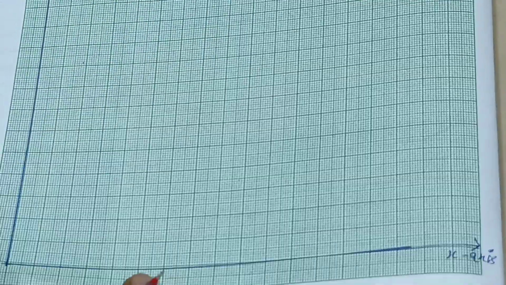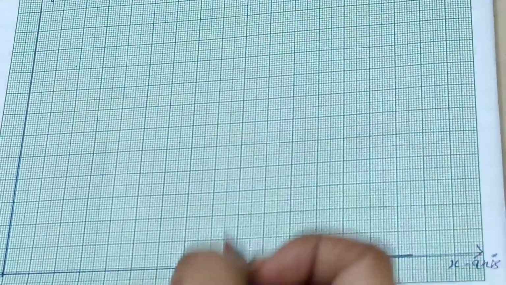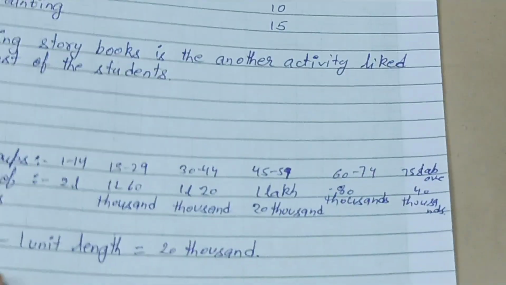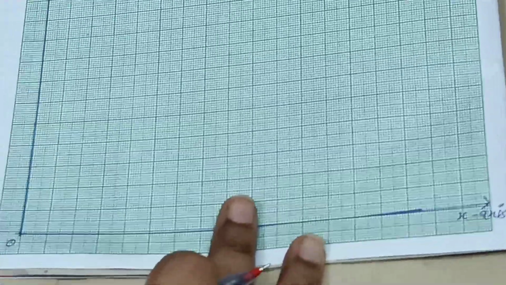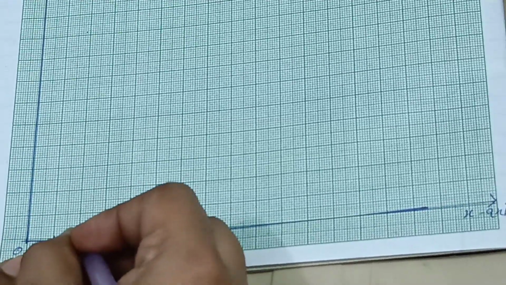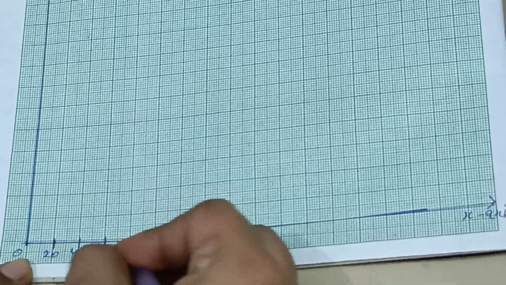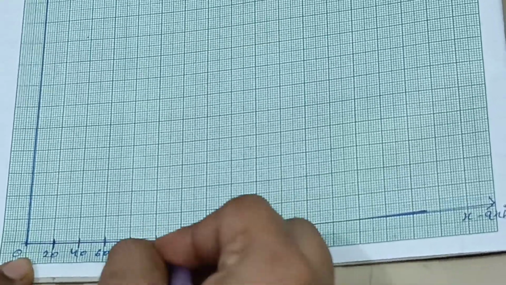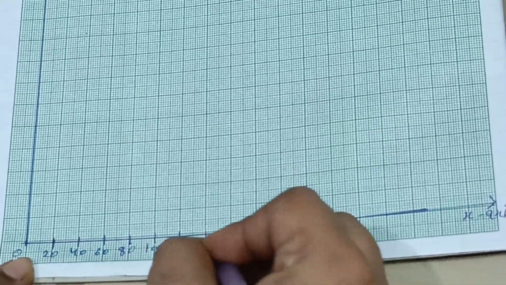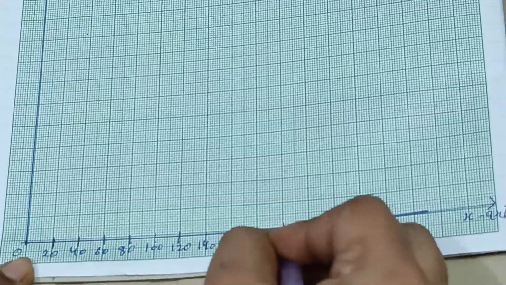I'm going to take number of persons on x-axis and age groups on y-axis. So this is the origin, and we are given with the scale of 1 unit length equal to 20,000. So it means after origin we have to mention 20 on x-axis. So this is 20, then this is 40, 60, 80, 100, 120, 140, 160, 180 and 200.